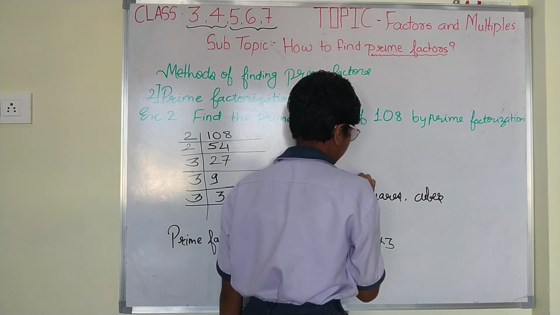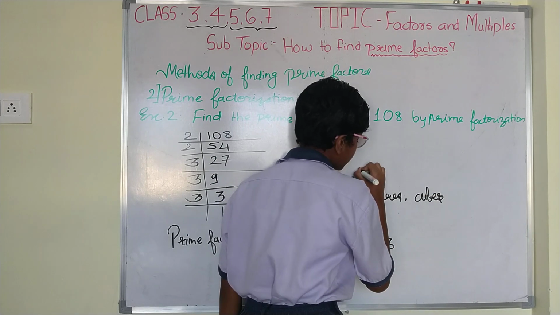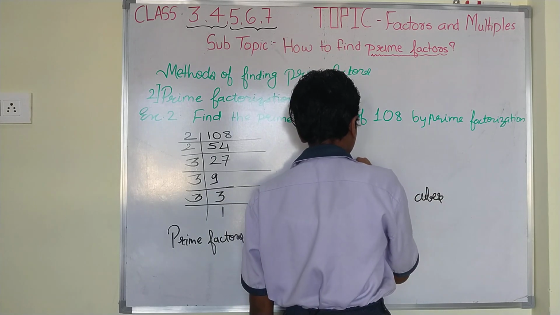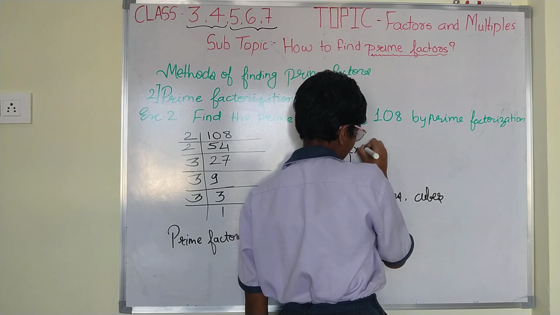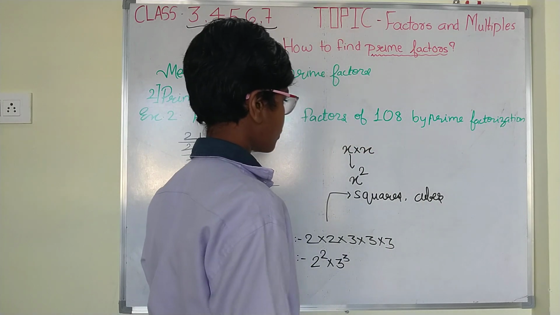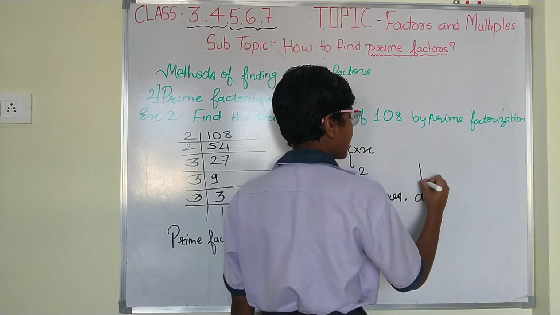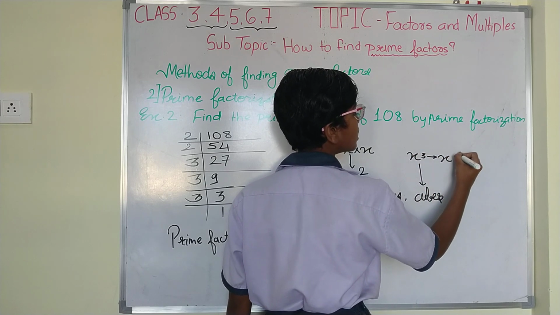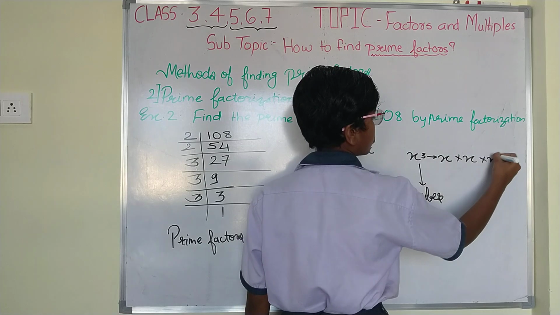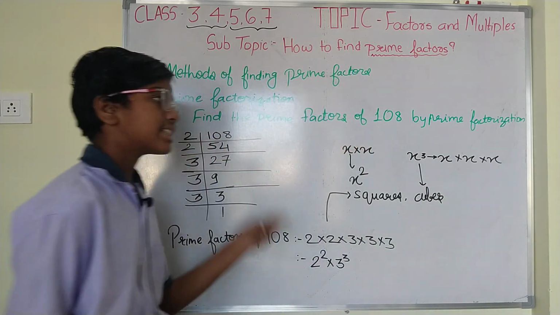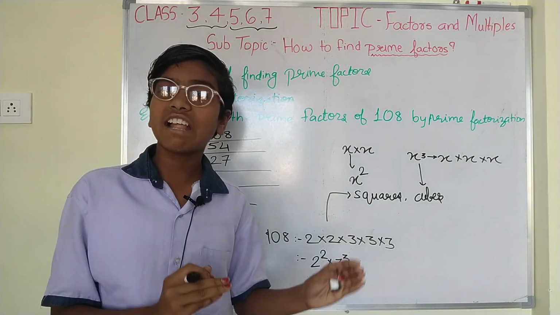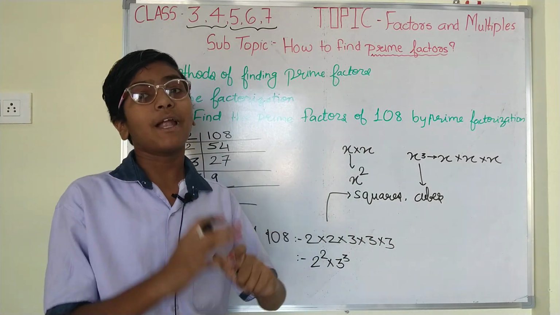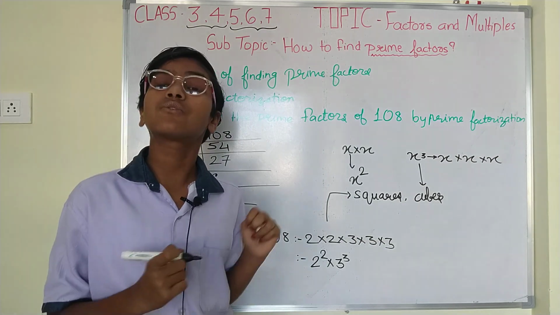Squares mean a number like x raised by the power 2. X raised by the power 2 means x into x. Understood? Cubes, say x cube, means nothing but x into x into x. X raised by the power 3 means the number itself multiplied 3 times. X raised to the power 2 means x multiplied by itself 2 times.